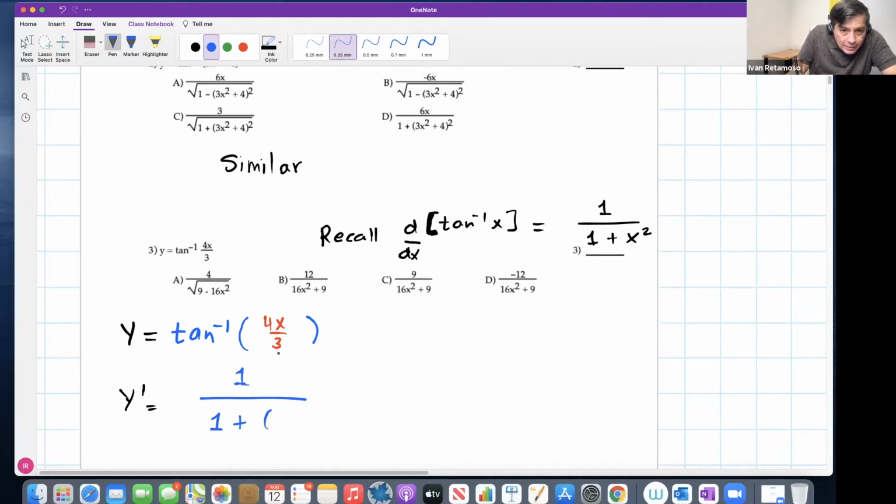usually it's x, but here we have an inside function, so we write that inside function here, 4x over 3, squared, times the derivative of this inside function. Anybody here could tell us what is the derivative of this inside function? Or write it on the chat.